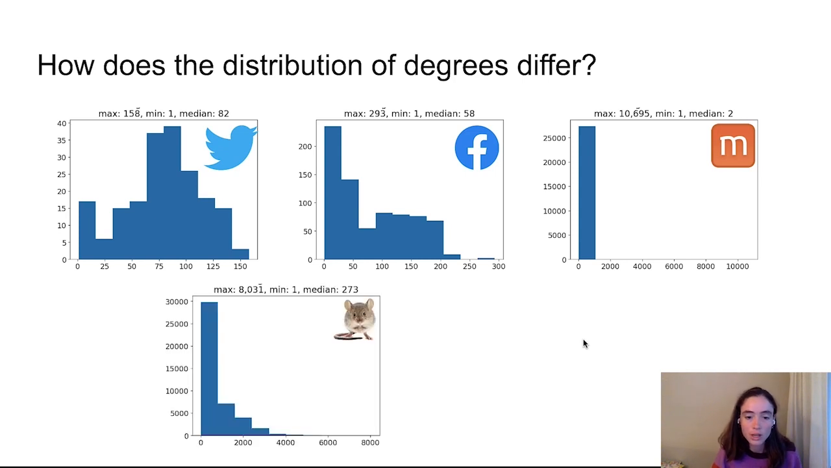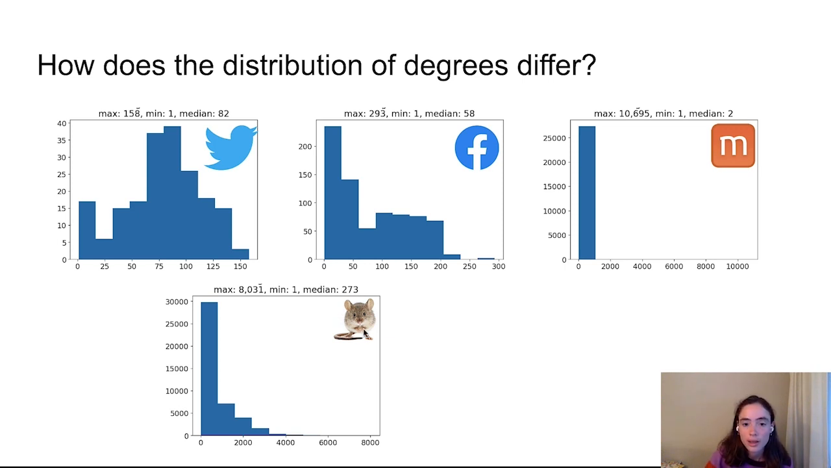Looking at the mouse data set, we see a distribution kind of similar to the Facebook data set, where there is a weighting towards lower degrees, but it's not as extreme as the Movielens data set. The median number of genes connected to other genes is 273. So that's the median number of genes regulating other genes in this network.